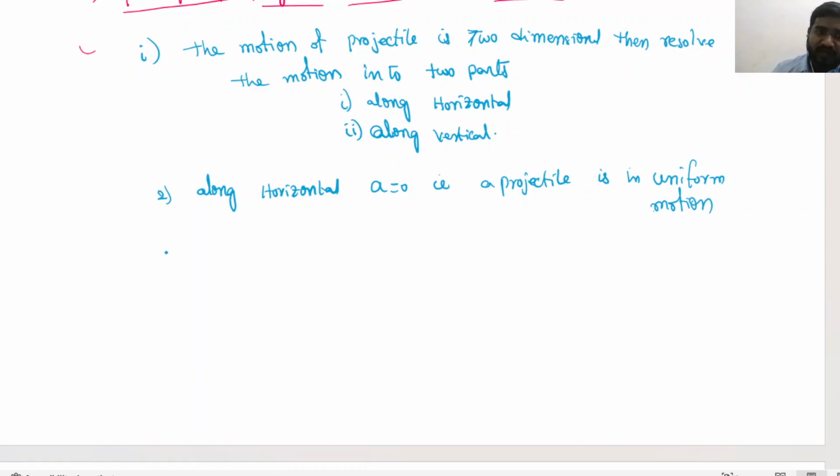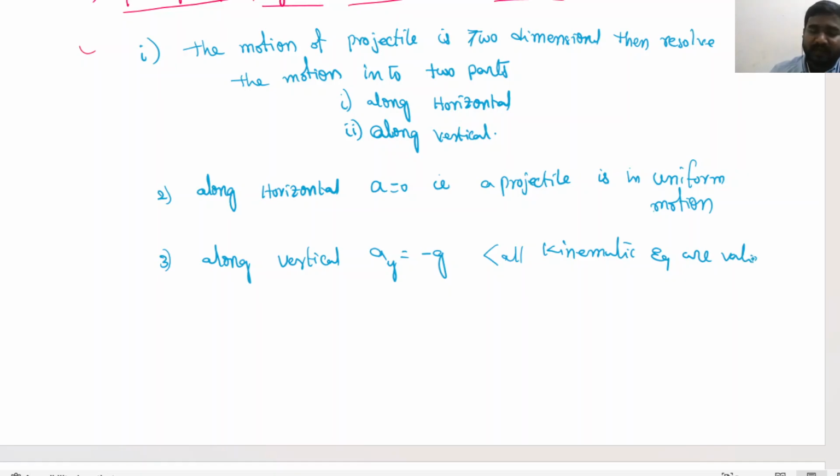Next, along the vertical, acceleration due to gravity will be present. So along the vertical, acceleration along the y direction we can take as minus g. Means all kinematic equations are valid along the vertical direction.